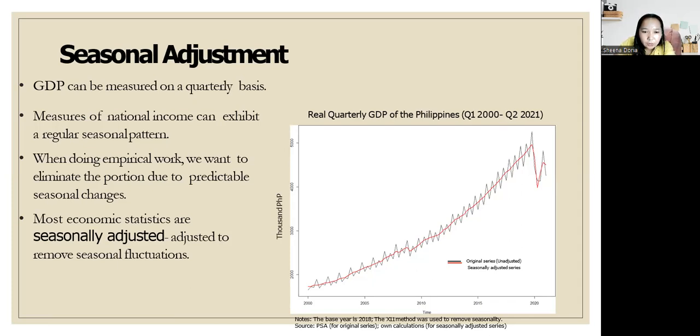Okay. So base year 2018, ano ba to? X11 method was used to remove seasonality. Okay. X11 ba ito? Anyway.